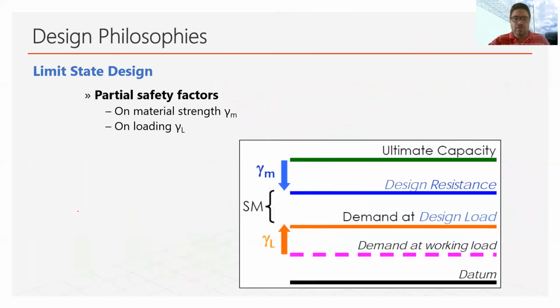Therefore, as we apply two factors, one factor we apply on material strength. We can call it gamma M. So gamma M is basically the safety factor on material strength. And the other factor is called gamma L, which is basically the safety factor on the load. So we multiply this safety factor with the load, and in the case of gamma M, we divide the strength of the material by this factor.